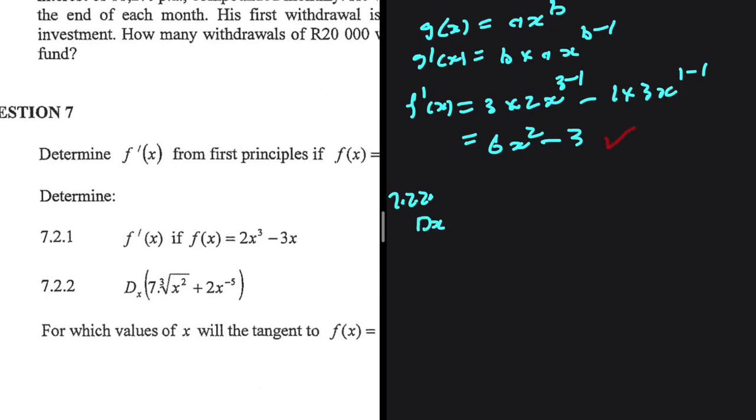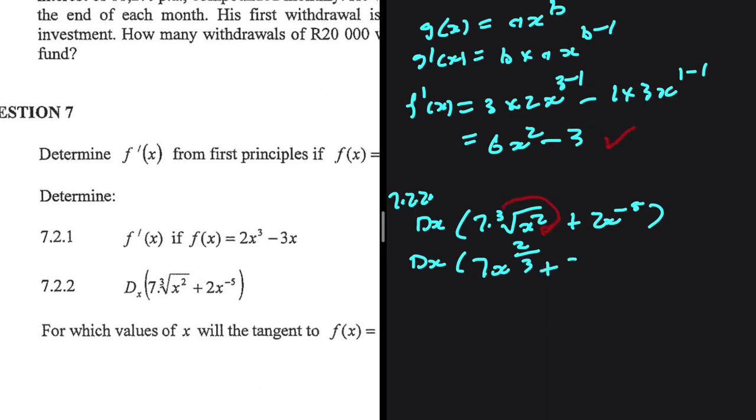So we have dx and 7 multiplied by the square root of x squared, we have that 3 up there, plus 2x to the minus 5. Right, so let's just rewrite this nicely in the following way. We're going to have 7x to the power 2 divided by 3. Yes, we can bring this 3 right here. We are allowed to do that. Plus 2x to the minus 5. It seems like everything is in standard form now. We can go ahead and derivate.